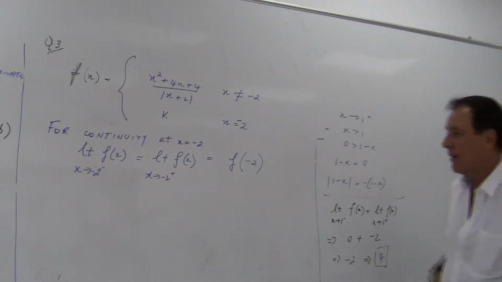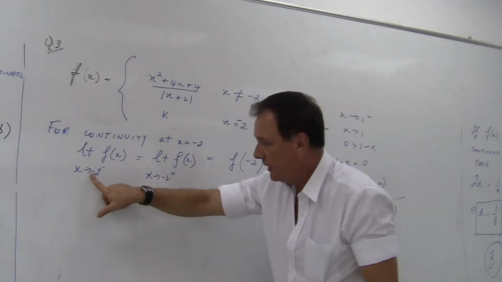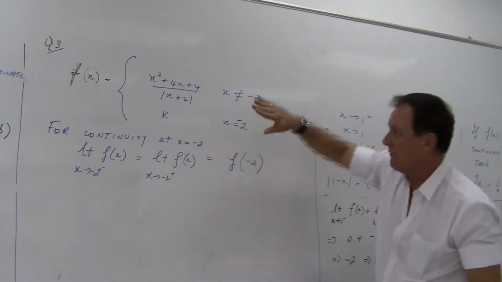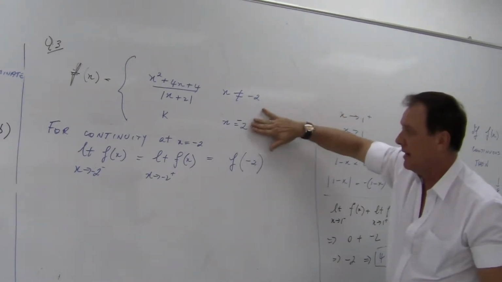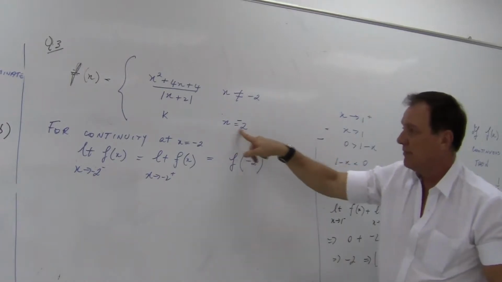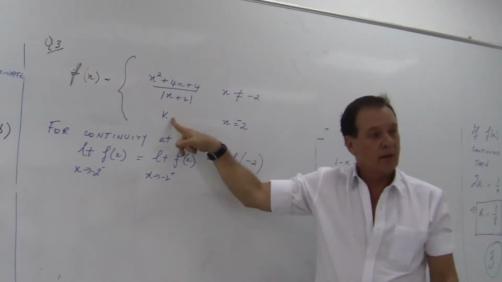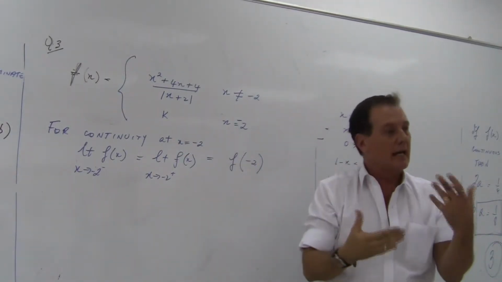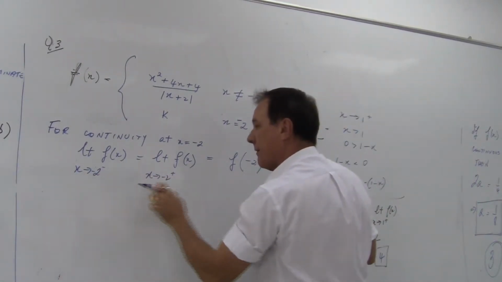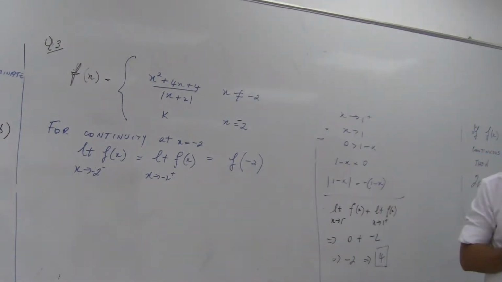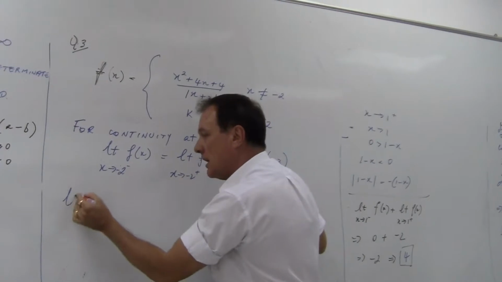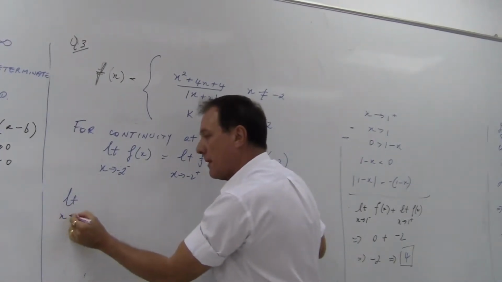Well, here, if we're looking below -2 or above -2, I've got to use that part, because here this is the value at -2. What does it say? x equals -2, it's going to equal k. And then it asks us to evaluate what k is. So we're going to look at the limits each side. So, what do we do? Let's have a look at the first one.